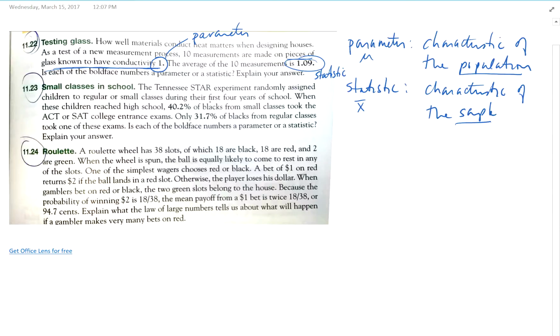Okay, same thing in 23. We've got this experiment with children in small and regular classes; they were assigned smaller or regular classes during their first 4 years of school. When they reached high school, 40.2% of blacks from small classes took the SAT or ACT, and 31 from regular classes took it. Okay, so both of these were samples, so both are statistics. And we know they're samples because it's just from an experiment. They were kids taken out and put in this experiment. It's not the whole population.